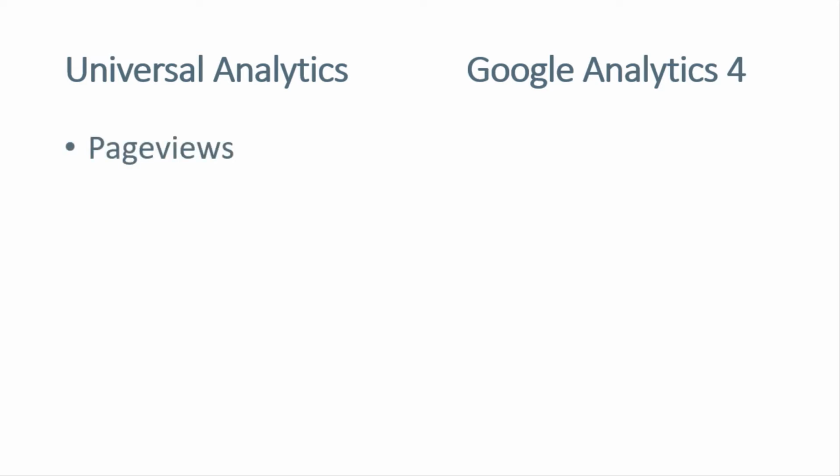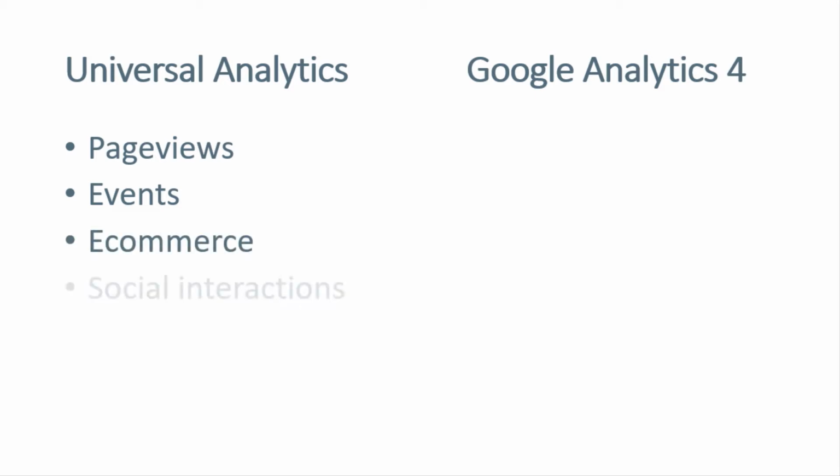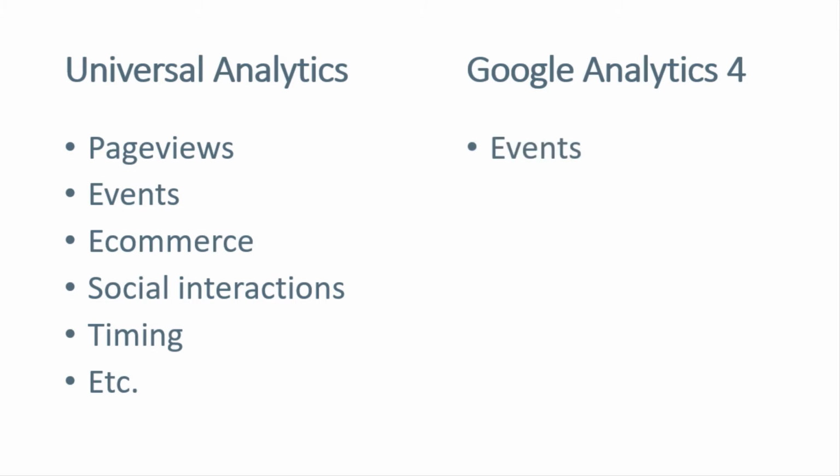So we had page views, we had events, e-commerce data. So this is just standard e-commerce data, then social interactions, timing, and so on. In Google Analytics 4, there are no other hit types except event. That is why Google Analytics 4 is called an event-based analytics platform.